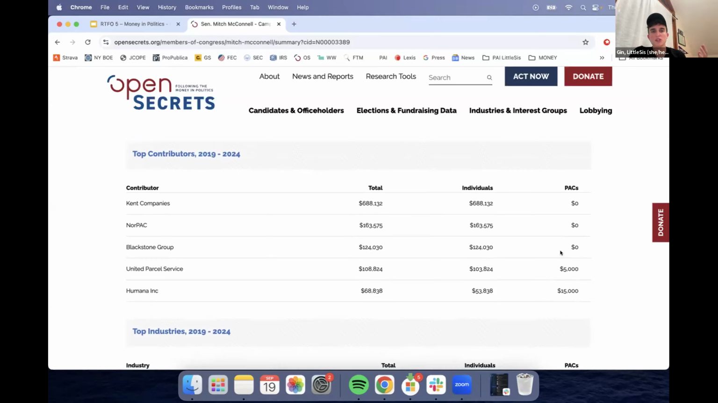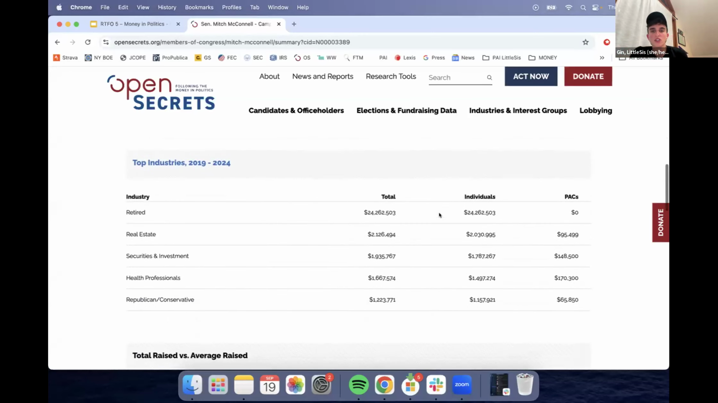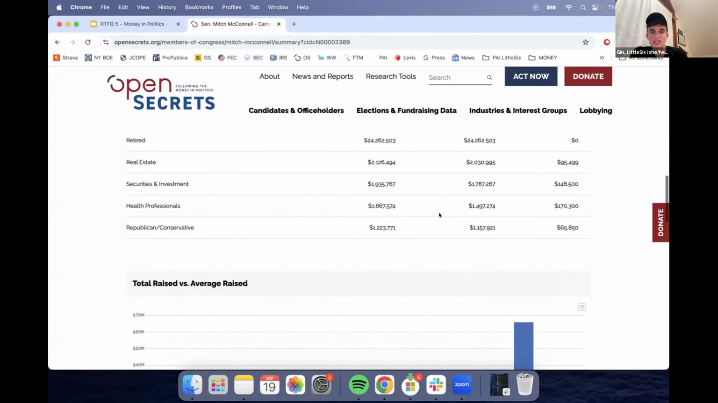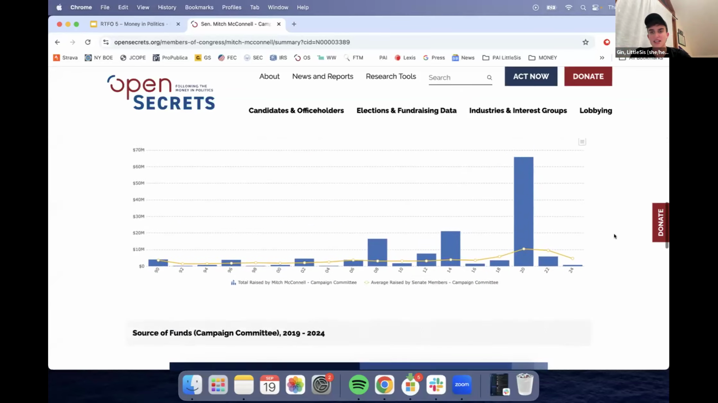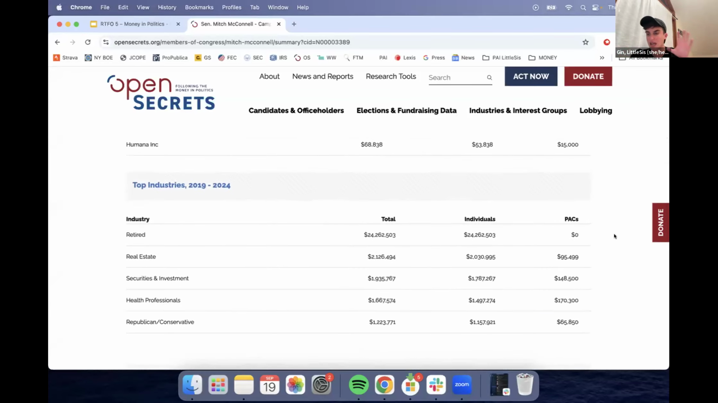So we don't want to say, oh, Mitch McConnell got $688,000 from Kent companies. We want to say he got $688,000 from employees of Kent companies. And we can actually use this and then go to the FEC and see exactly who those donors are. We can do that here too, but it's probably easier to go into the FEC and look up by employer. So we'll also be able to see top industries here, total raised over years, and so on. Lots of interesting data. Again, like I said, this is a great aggregator for sort of top line numbers.